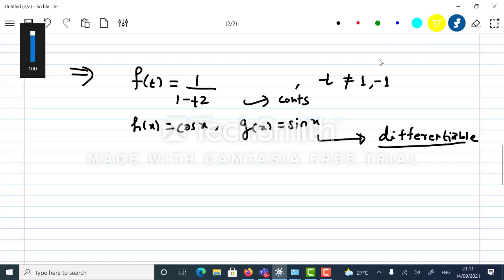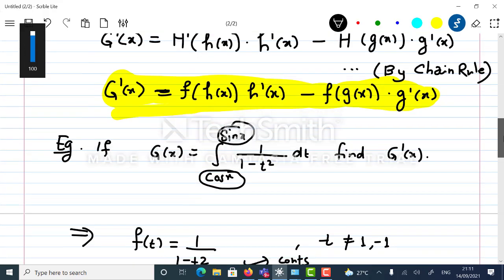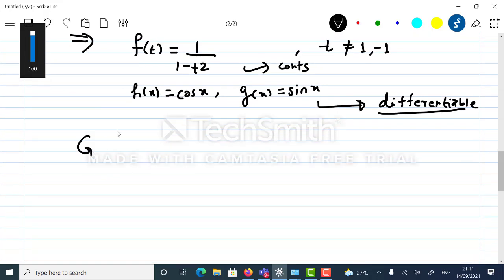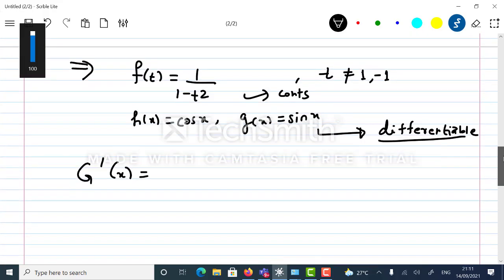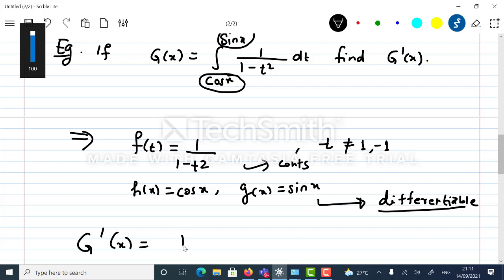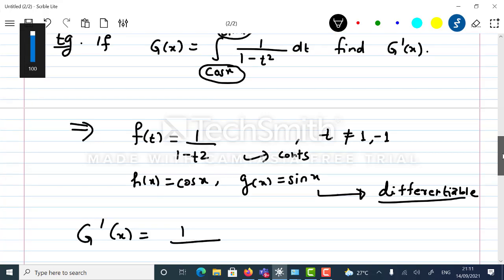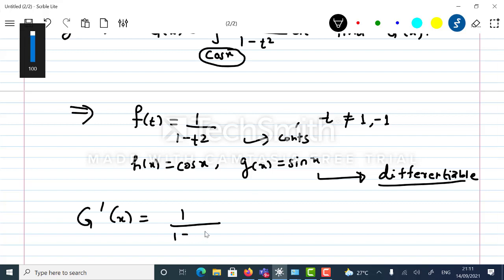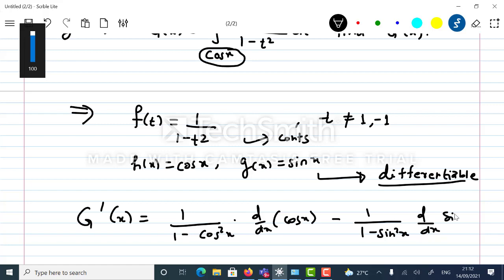One should note, right? Okay, so then how will I find out this g dash x? So then my g dash x will be 1 upon 1 minus cos square x into derivative of cos square x, dy dx of cos x, minus 1 upon 1 minus sine square x into dy dx of sine x.